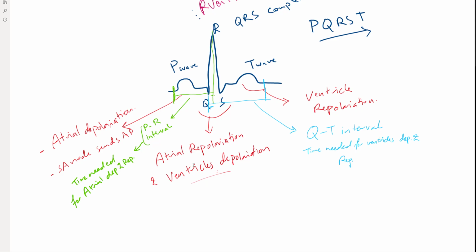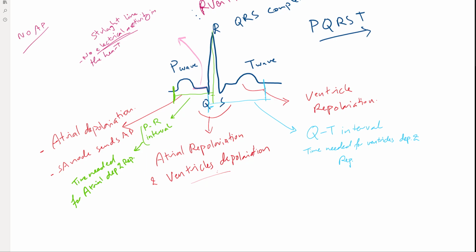Then we have 2 lines. We have this straight line. A straight line means no electrical activity in the heart. No electrical activity, okay? This is different from saying no action potential. Those are two different things.